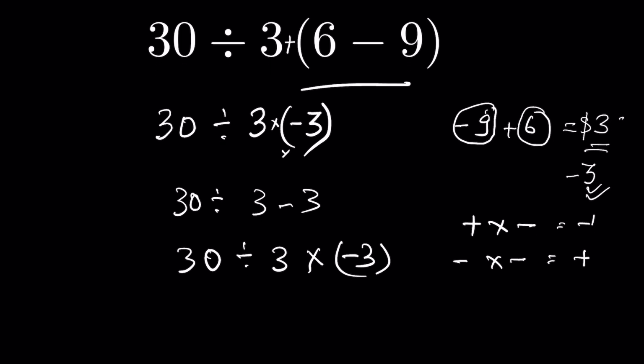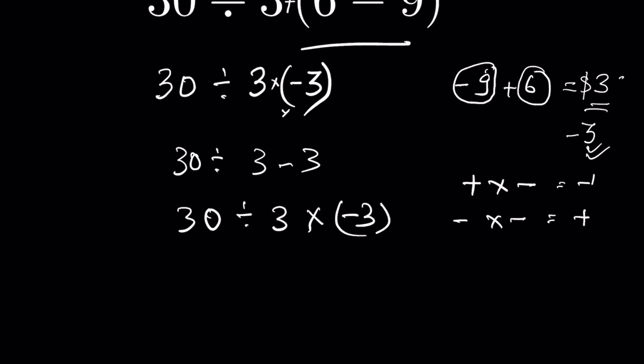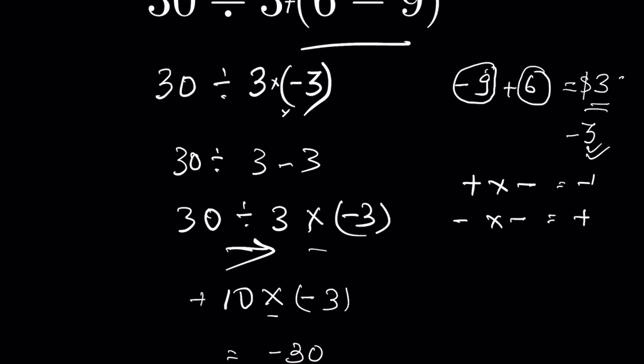Okay. Now you have to do the left to right rule, because we have division and multiplication. So from left to right, we have division. 30 divided by 3 will be 10. Then 10 times minus 3. Now you have to multiply this negative also. So 10 multiplied by minus 3 will be equal to minus 30, because 10 is positive, and positive multiplied by negative is negative. So the answer will be minus 30.